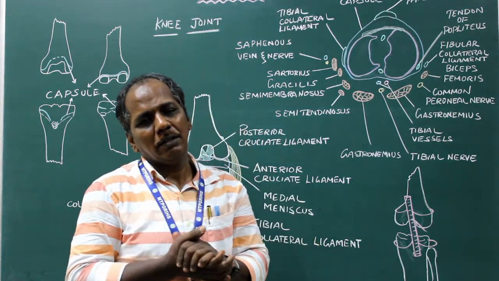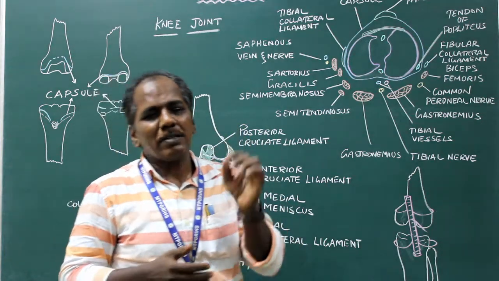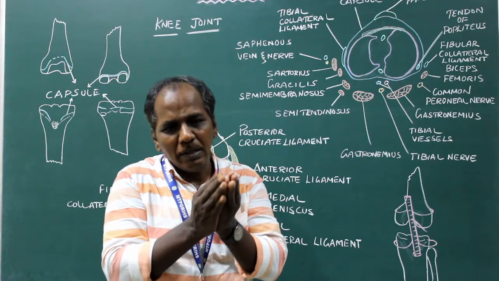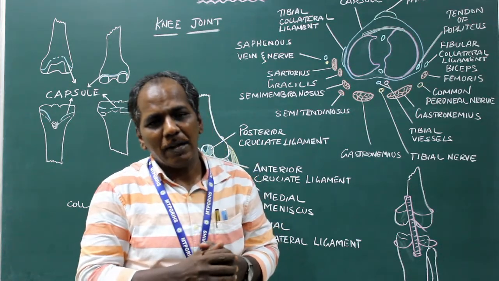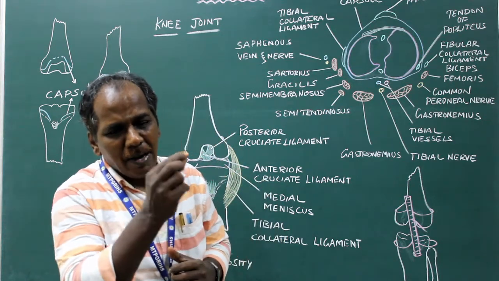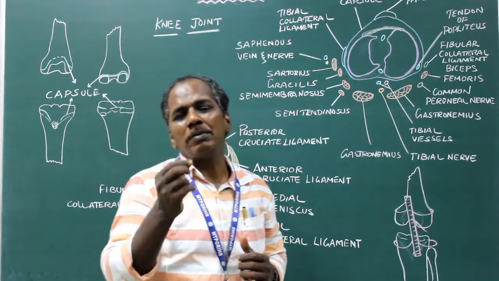Ligamentum patellae. The tendon of the quadriceps femoris muscle, after enclosing the patella, continues as the ligamentum patellae. So proximally the ligamentum patellae is attached to the patella. Distally it is attached to the tibial tuberosity.